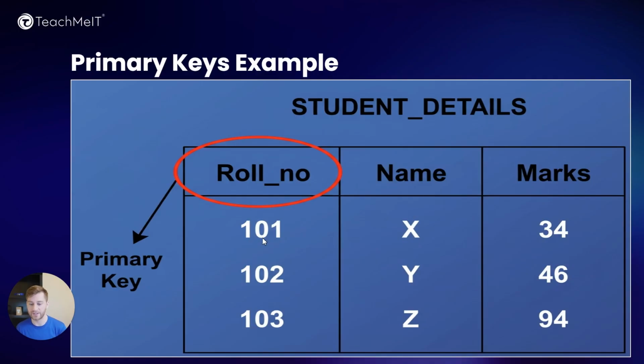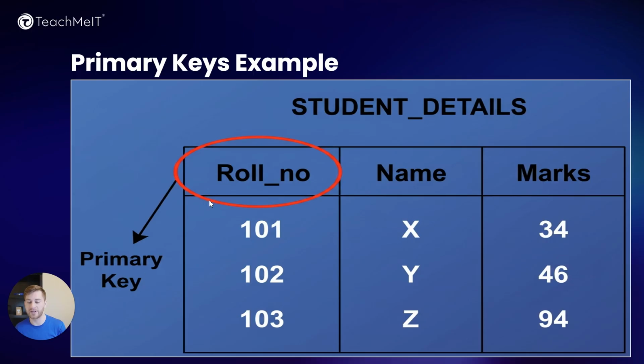So if Mark stays here, it's always going to be 101. If he leaves, that's always going to be 101, even if he's inactive in that database. While name can change. So if Mark has a name change, or if Sue has a last name change, she gets married and she takes on her husband's last name, the name is possible to change. Same thing with marks. Marks can change as well. These are our grades. Marks can go up, they can go down, they can change. They're not always going to be permanent or static.